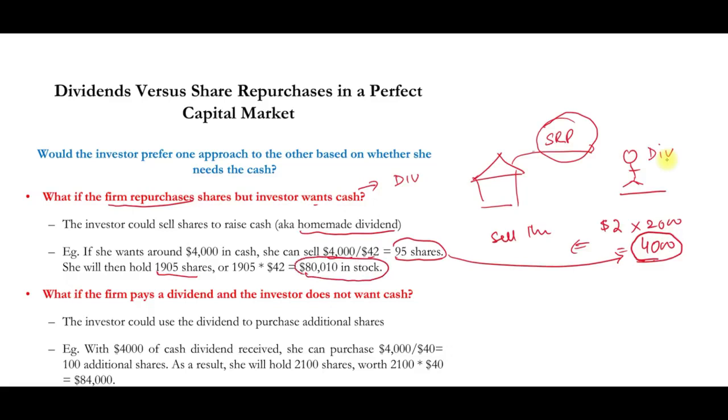So if the company does not pay dividend and buys back the shares, the shareholders can sell the shares and get the equivalent wealth that they would have received in the form of dividend, right? The company did not pay this $2, so he can sell and get 4000.